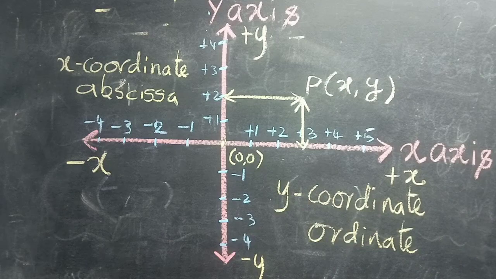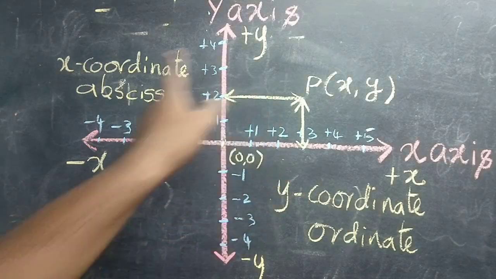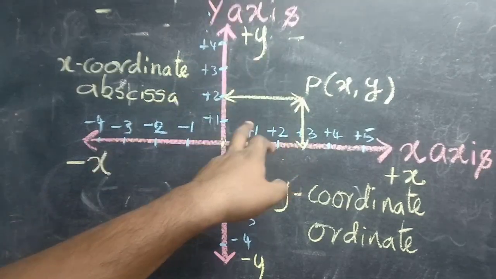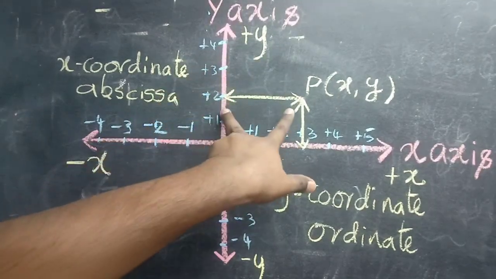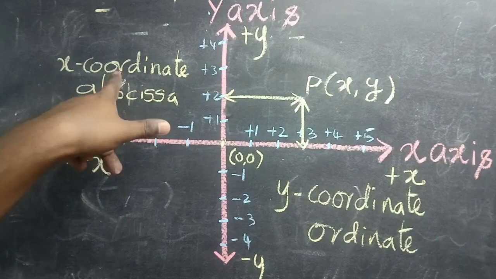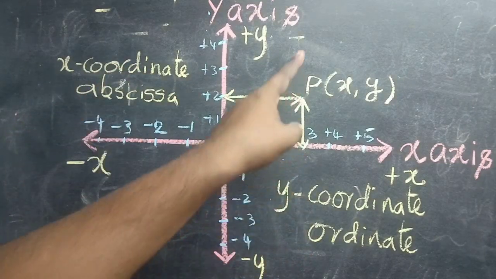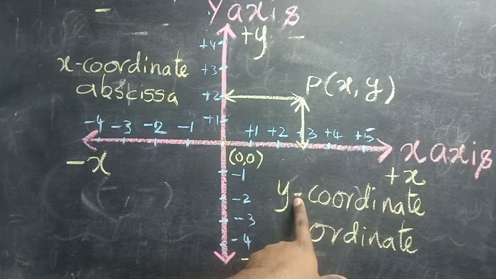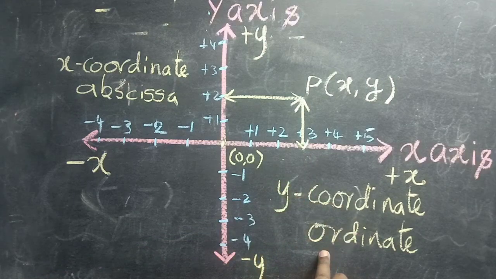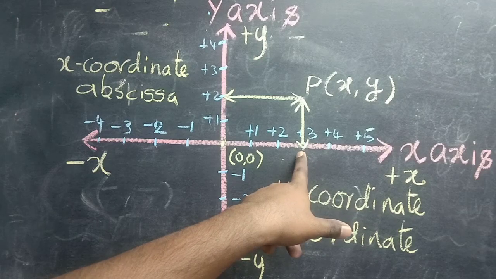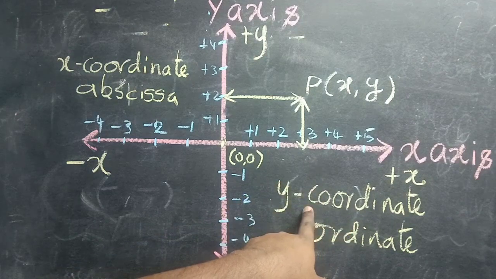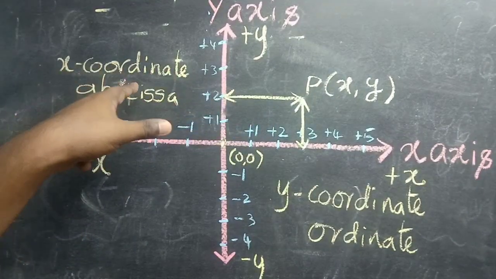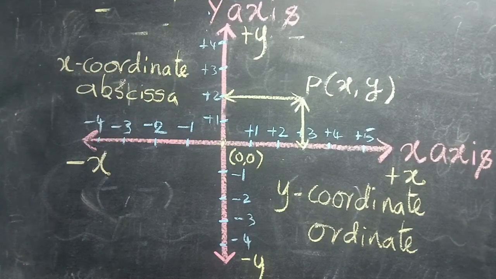Hopefully the concept is clear. Consider a point anywhere in the plane. Now the distance of that point from the y-axis is called abscissa or x-coordinate, whereas the distance of that point from the x-axis we call y-coordinate or ordinate.